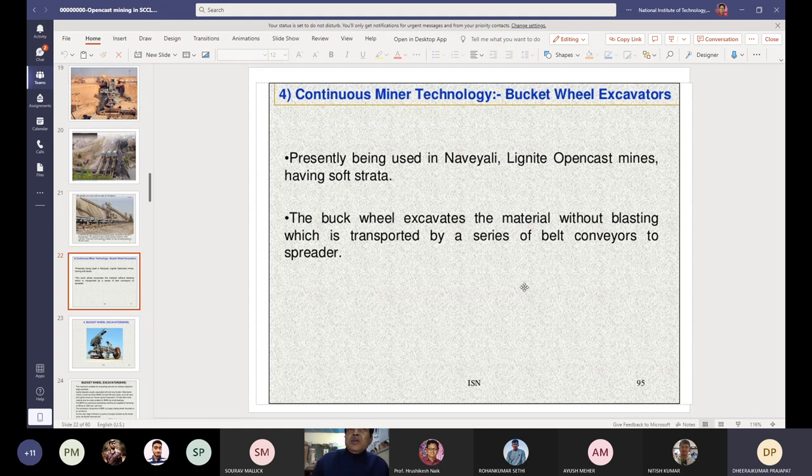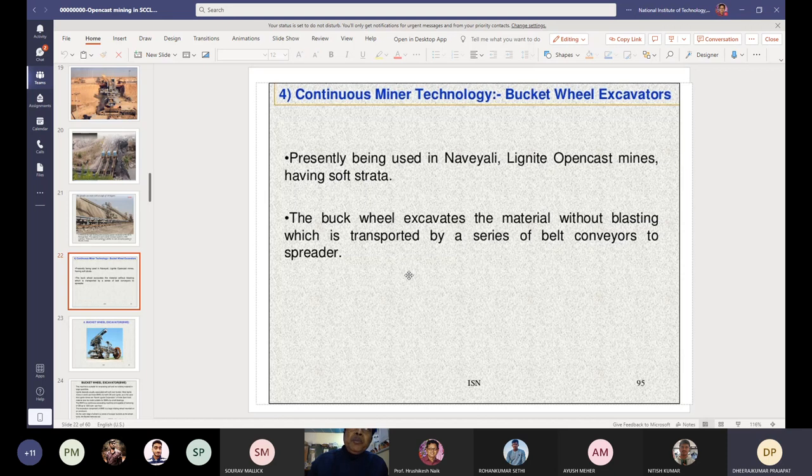This aspect we are going to discuss in the next class. What is a bucket wheel excavator? What is a continuous mode of mining? How is this method used? We'll discuss it in the next class. Today we have discussed all about the in-pit crushing and conveying technology.